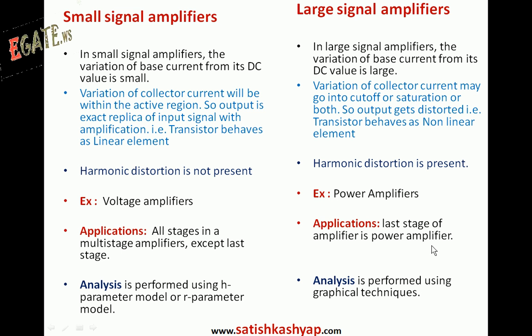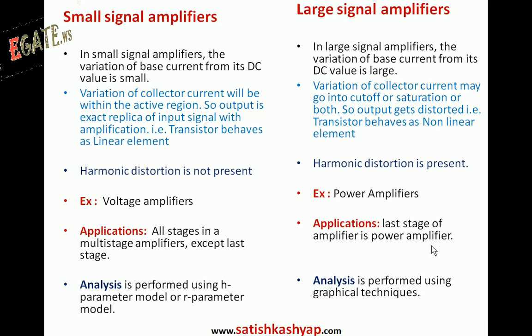And a small signal amplifier is nothing but a transistor acting as a linear element, and it is analyzed, that is, calculation of voltage gain, current gain, input impedance, output impedance, all these are performed using the H parameter model or R parameter model. Whereas for large signal amplifiers, the analysis, that is calculating the power efficiency, how much the DC output power is, how much the AC output power is, and the ratio of those, all these are analyzed using the graphical technique.